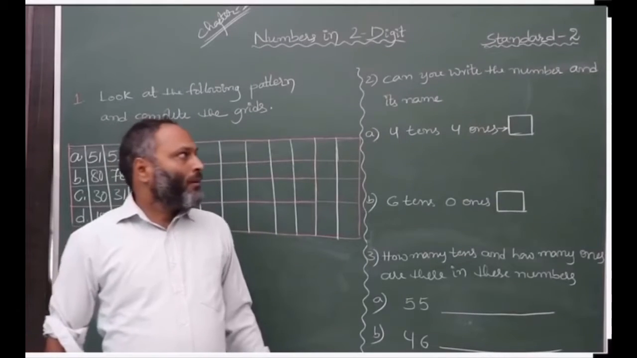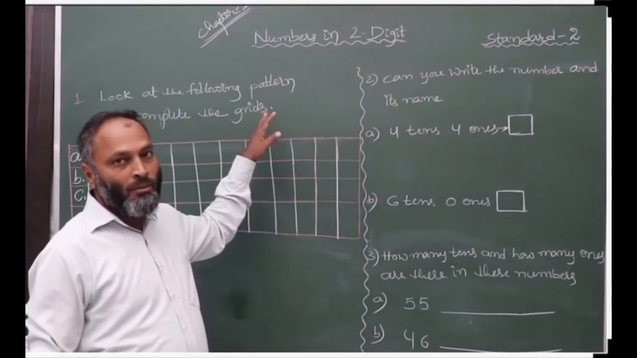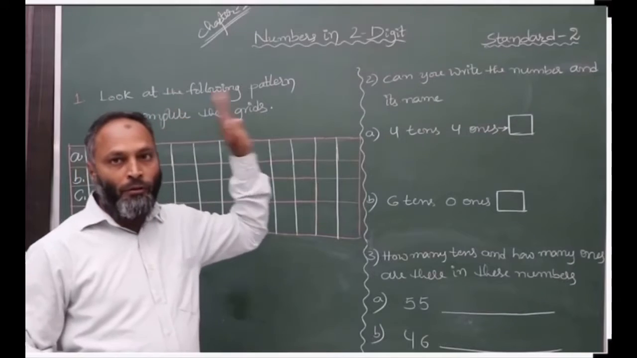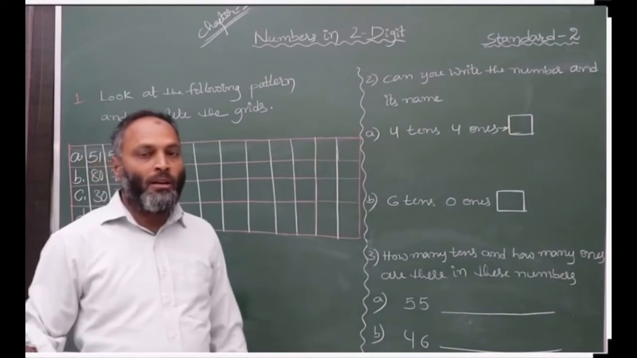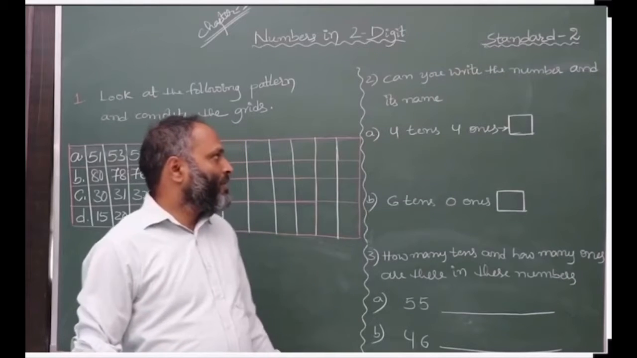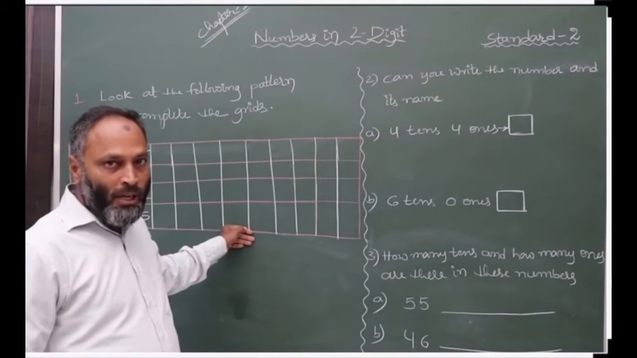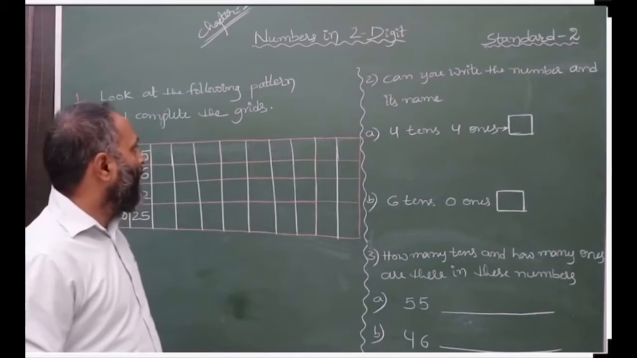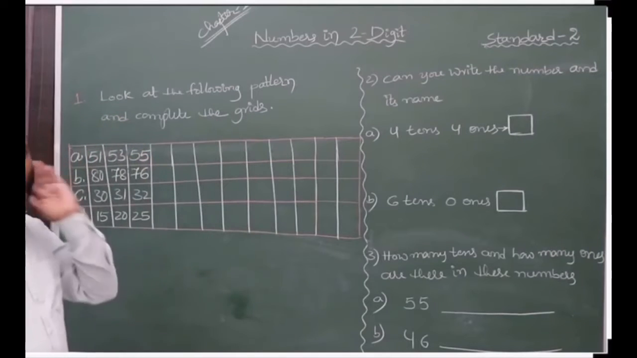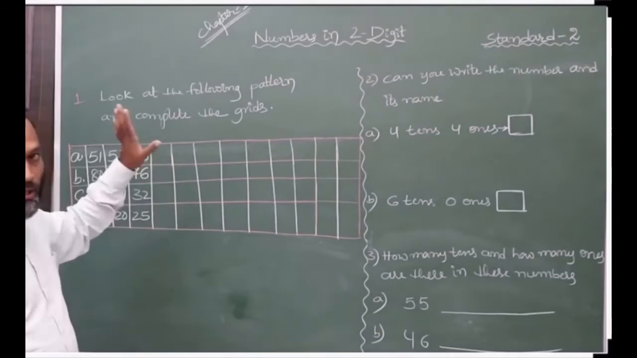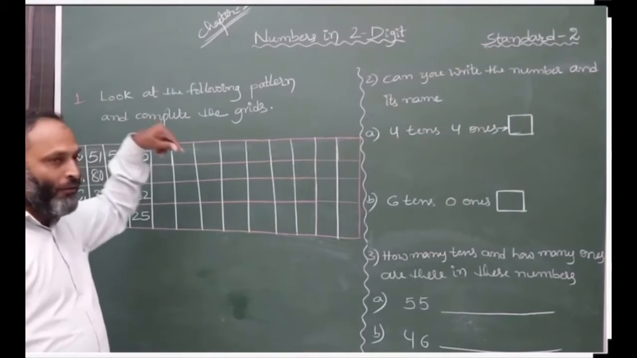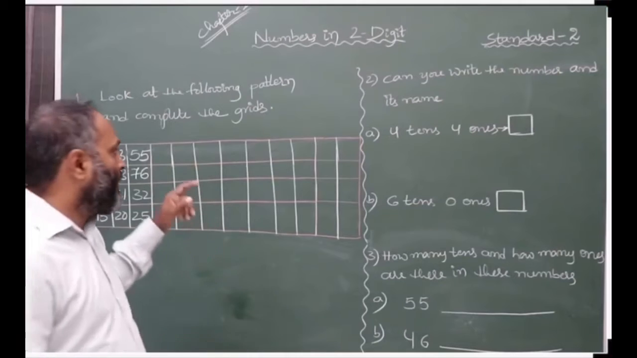Yes, now students. In first class we discussed the numbers from 1 to 50. In this chapter in second class, we again recapitulate our numbers, and some sums are there on the board. So we recapitulate these sums. What is given in the first question? Look at the following pattern. First we have to check this pattern and after that we have to complete the given grids.